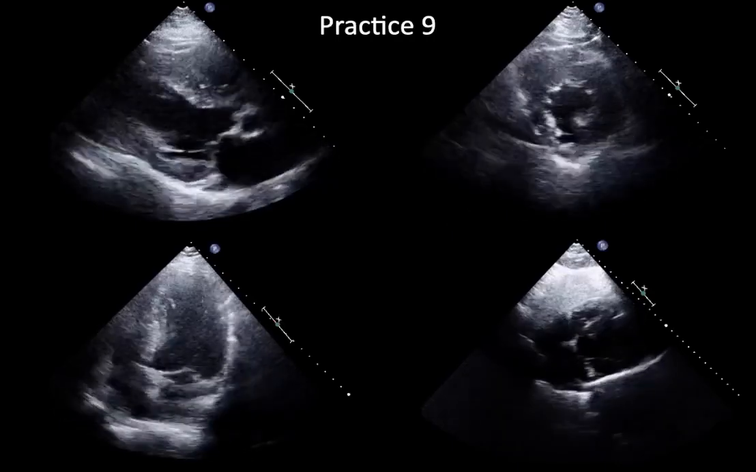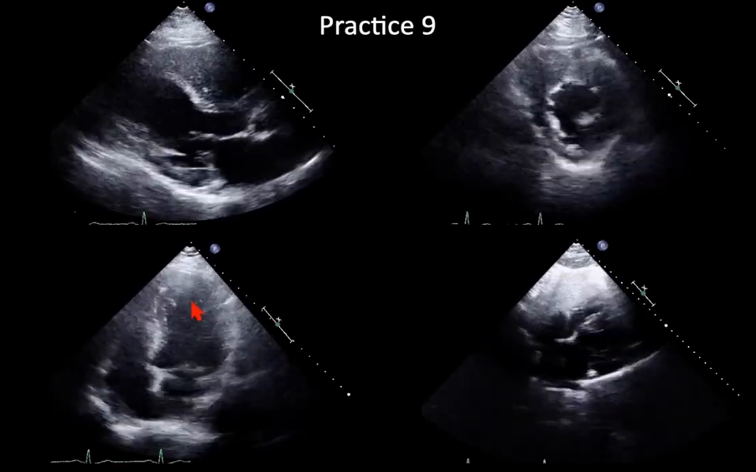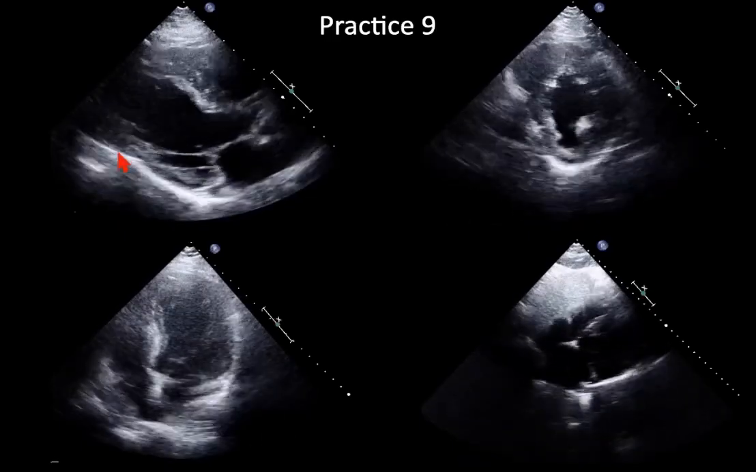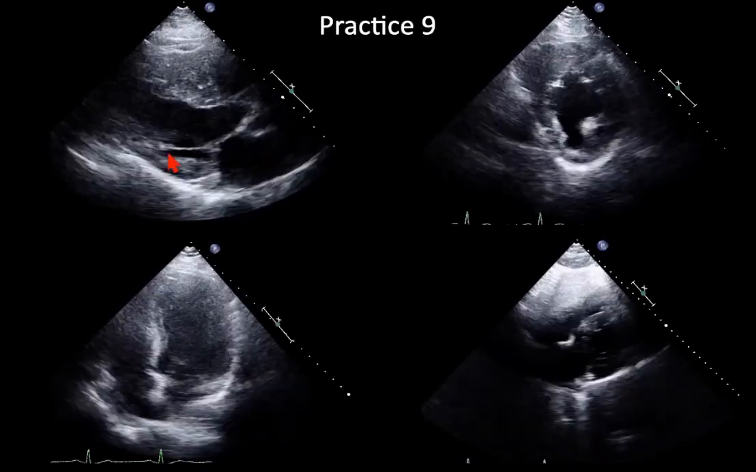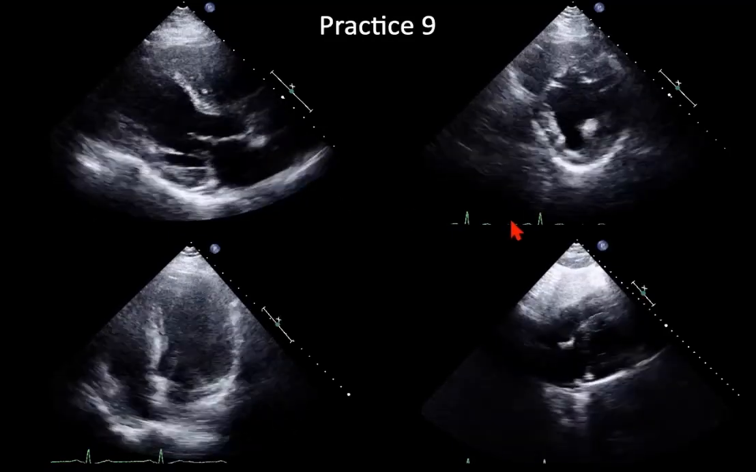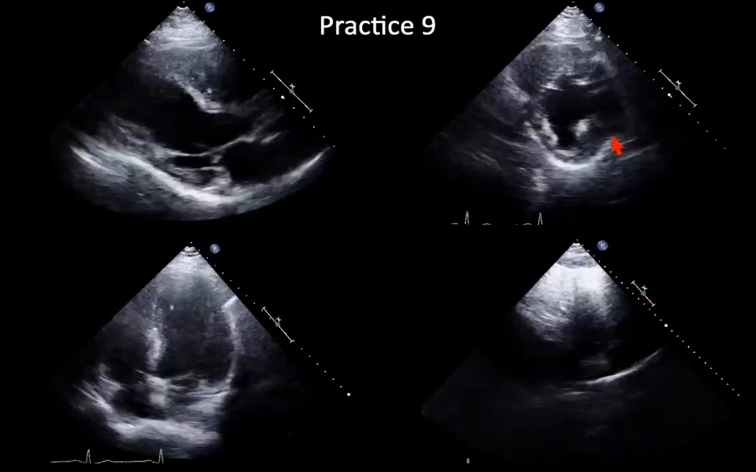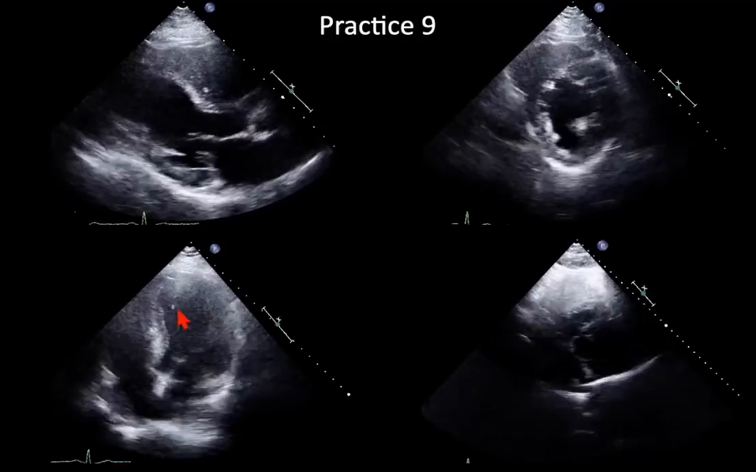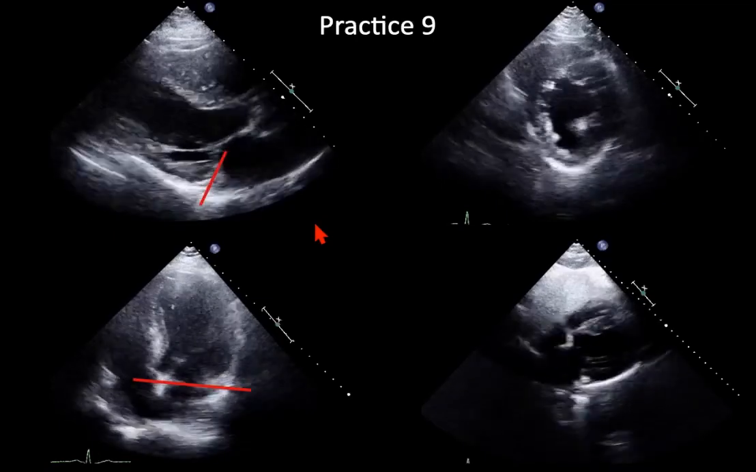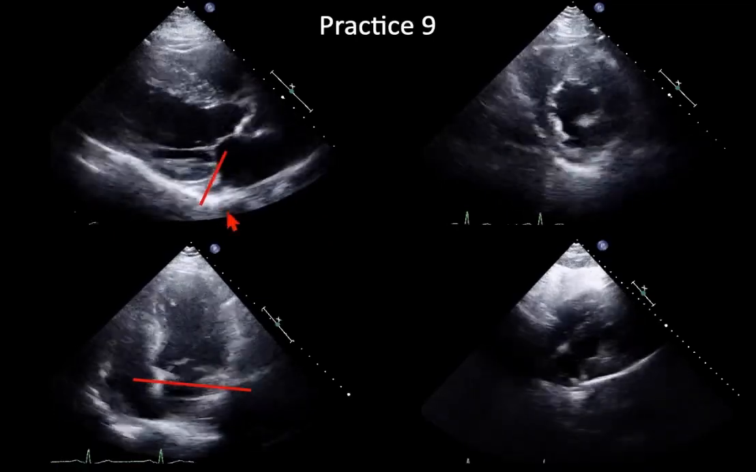Case number 9. In the parasternal long axis view, we can see good thickening of the interventricular septum as well as the LV posterior wall. Mitral valve anterior leaflet is almost touching the septum. We see a similarly good amount of muscle thickening in the short axis view and the apical 4-chamber views. However, the mitral annular excursion is reduced compared to normal.